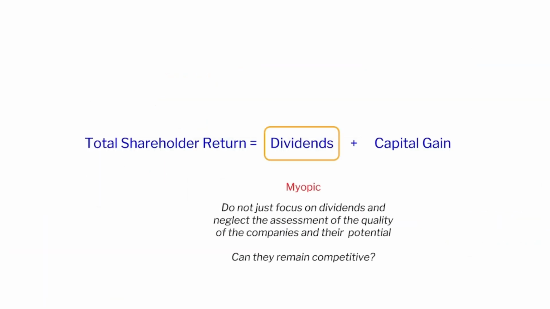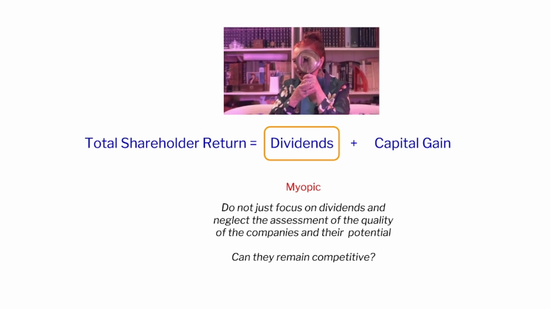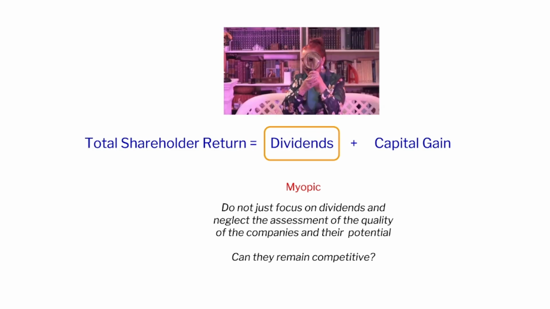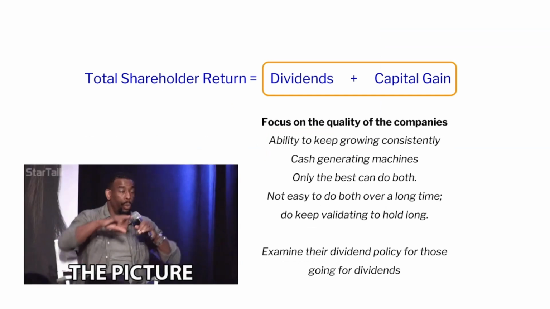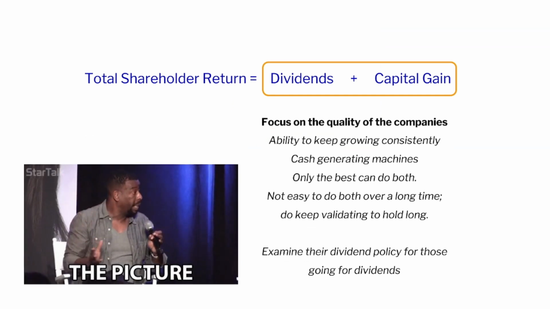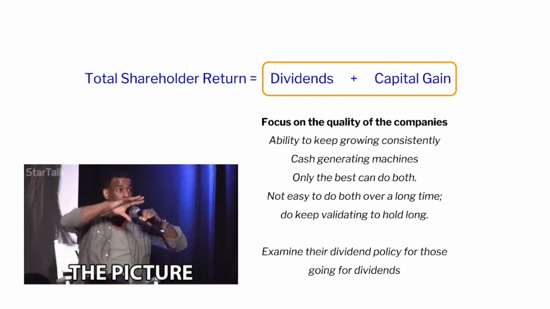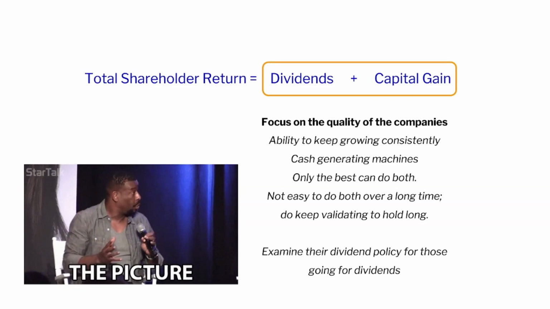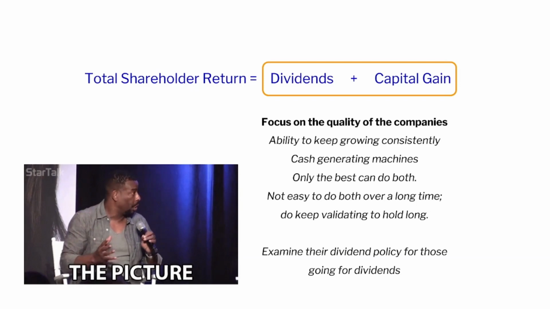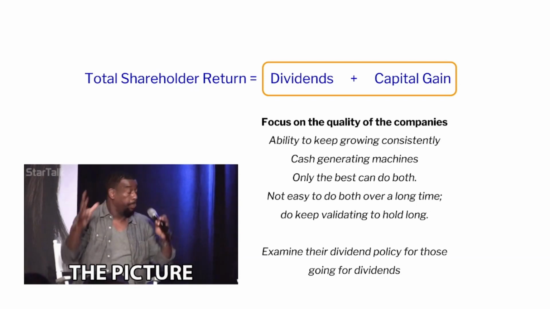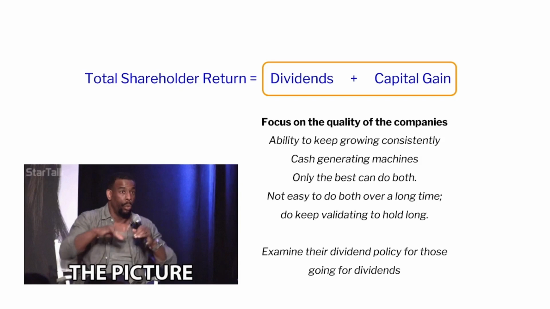In short, investors should not be too focused on just dividends. Focus on the quality of the business and its potential. Always focus on the quality of the company for total return, their ability to keep growing. Choose only the best. Choose those with a good consistent dividend policy if we decide to go for dividends. Be tight in your criteria and be hardworking to keep validating their quality and ability.